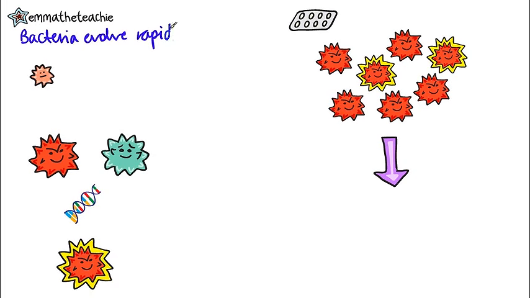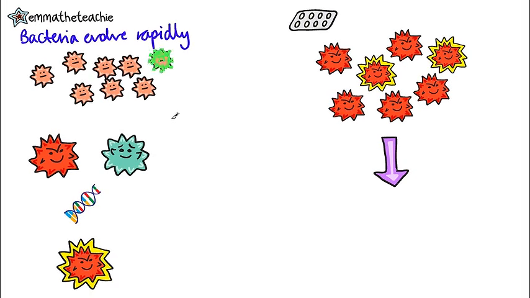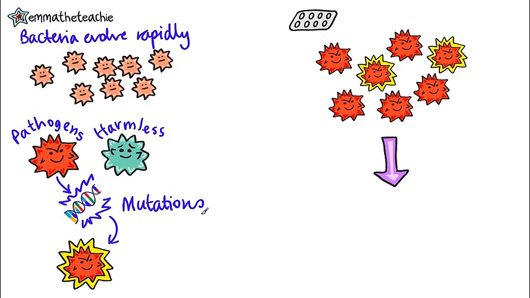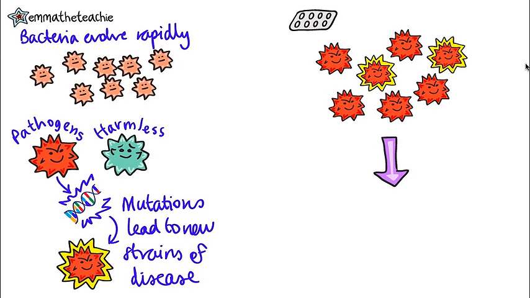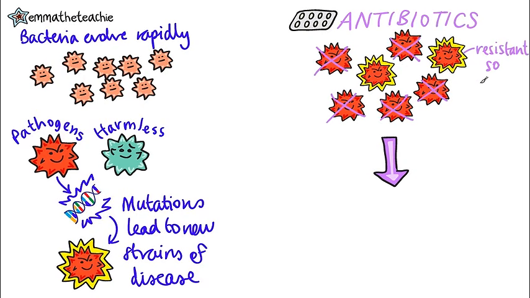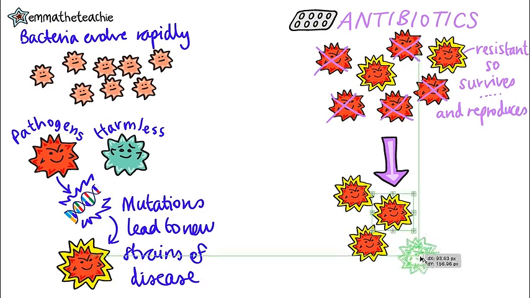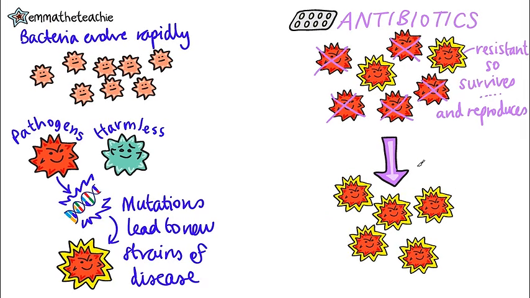Bacteria can evolve rapidly because they reproduce at such a fast rate. Some bacteria are pathogens, which means they cause disease, while others are harmless to humans. Mutations of pathogens can produce new strains of disease. Some of these strains are resistant to antibiotics, and so when antibiotics are used, they don't get killed. Instead, they survive and reproduce. The population of the resistant strain will increase, and the new strain will then spread.